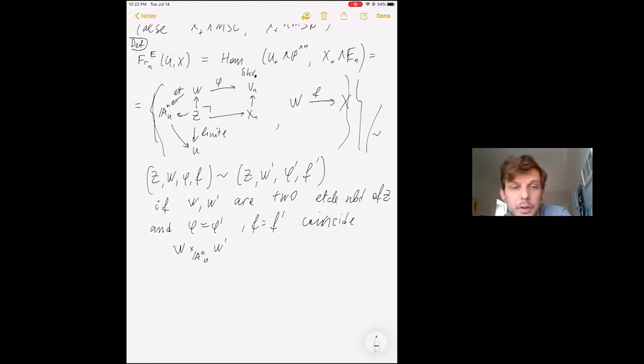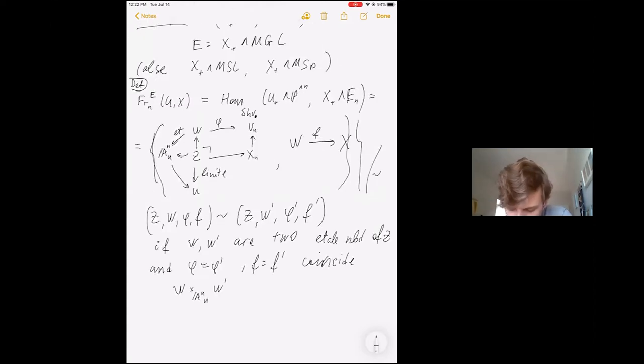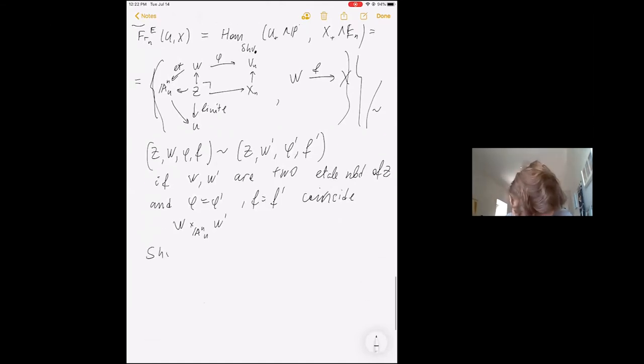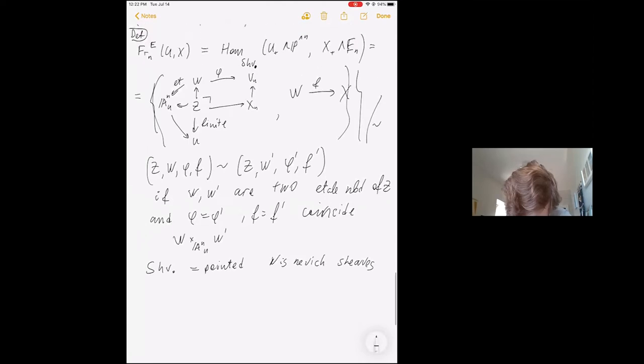Excuse me, just a quick question, Sasha. Does this also hold without A1 invariance? Here we don't discuss any A1 invariance. So here we just talk about pointed Nisnevich sheaves. So there is no A1 invariance here so far. Okay, thanks.